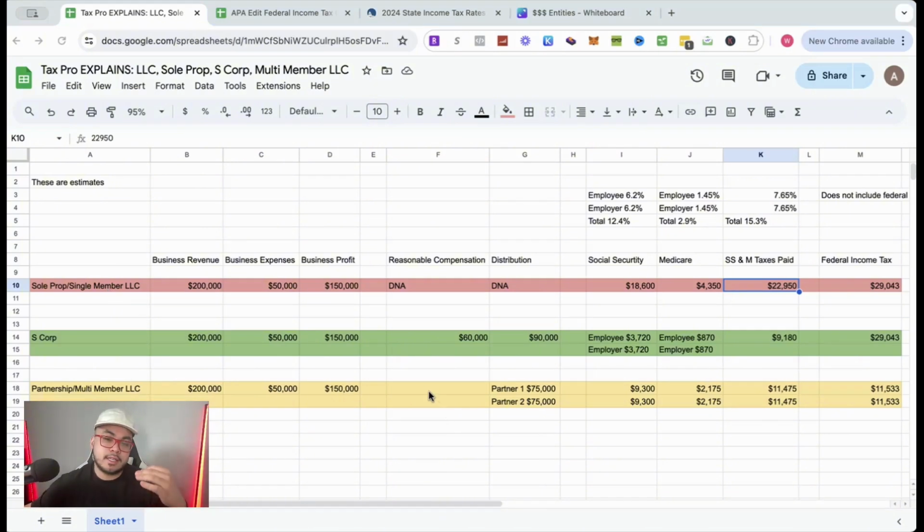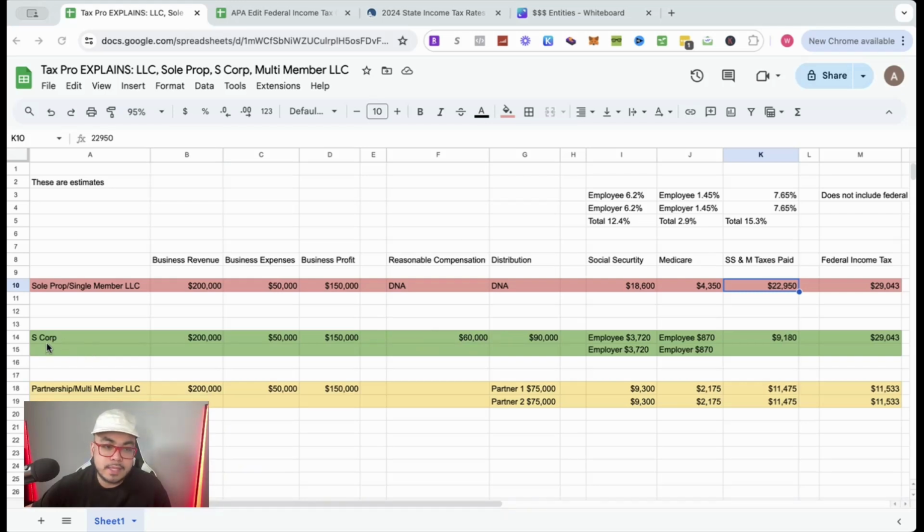And then the next thing is going to be the S Corp, which is the holy grail for some of you guys. And I think it's also the holy grail, and I'm going to touch on why too. So, the numbers as far as the business revenue, expenses, and profit are going to stay the same. They're going to stay consistent just so that we don't get ourselves confused or anything like that.